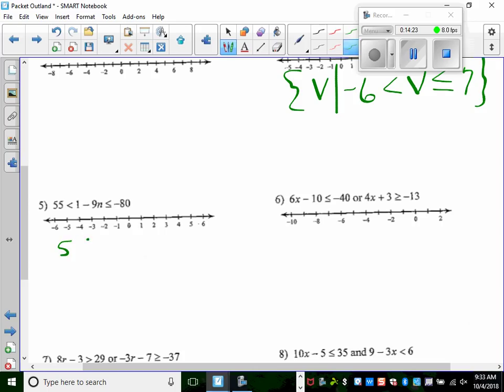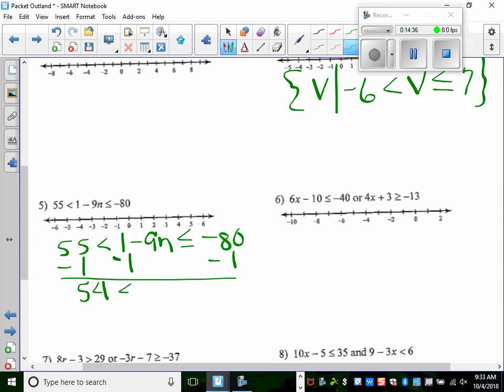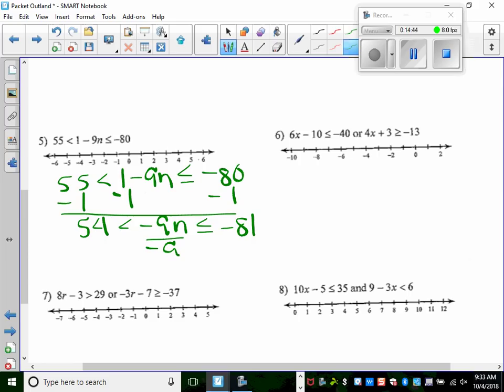So I'm just going to rewrite it here. Okay, I'm going to subtract 1 from all sides. So I have 54 is less than negative 9n, which is less than or equal to negative 81. Okay, when I divide by the negative 9, I'm going to reverse the symbol. So I'm going to have negative 6 is greater than n, which is greater than or equal to 9. Is that right? Okay. All right.